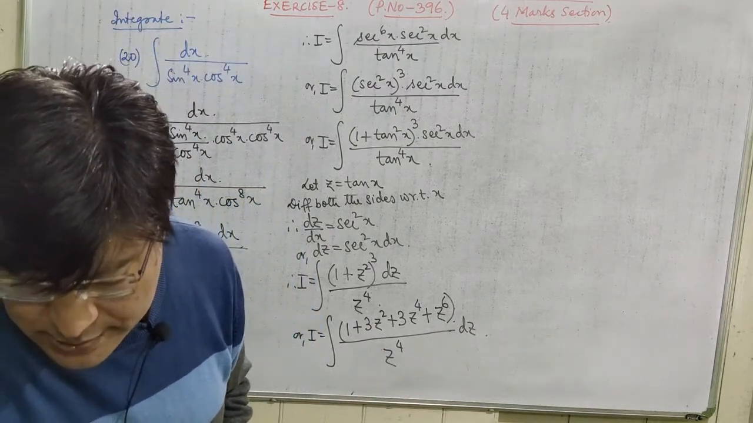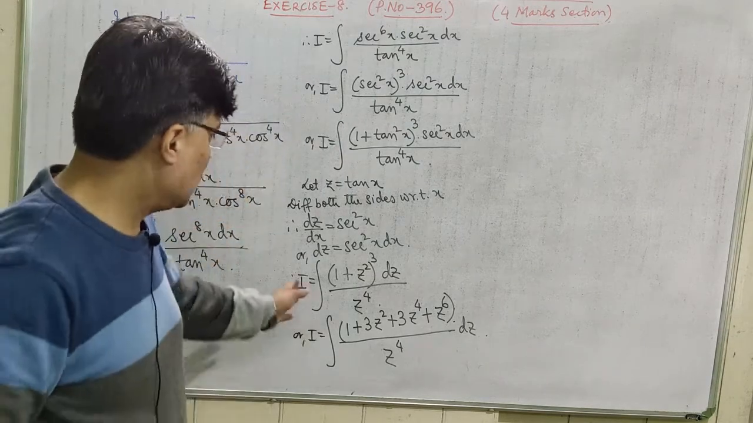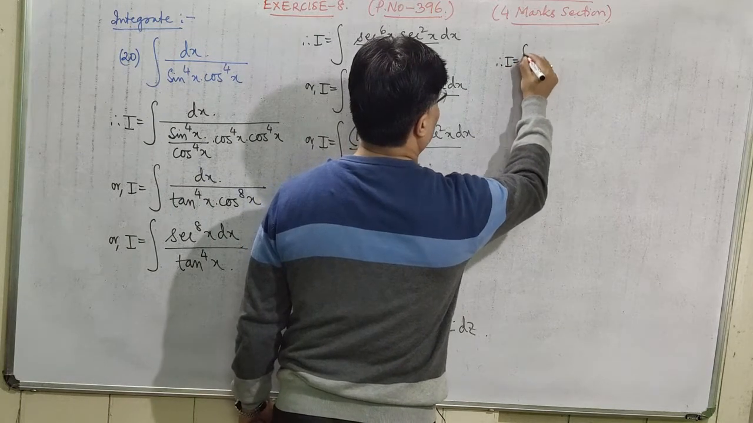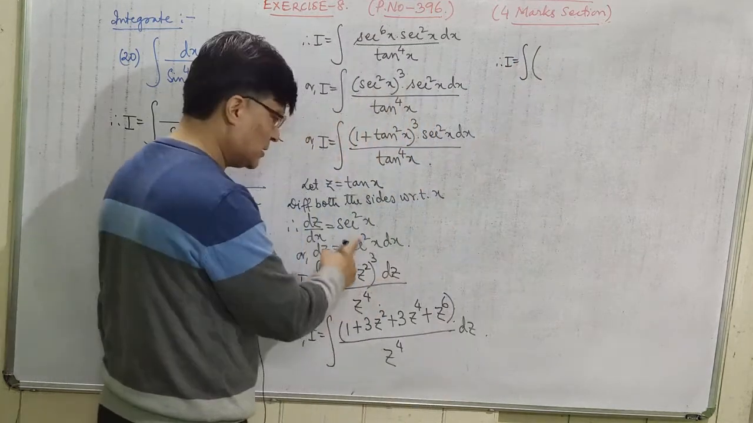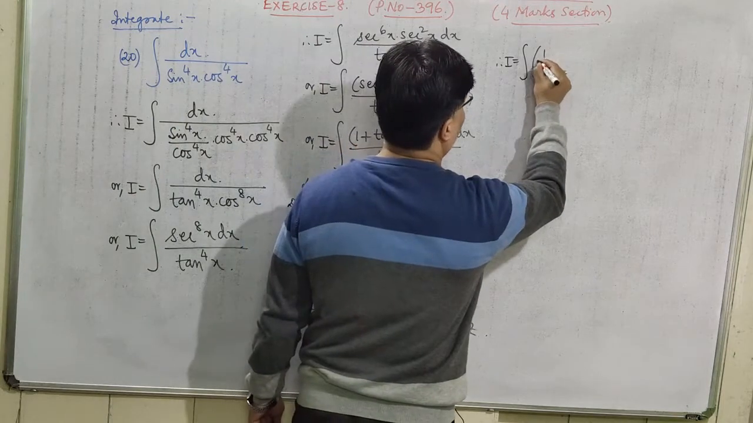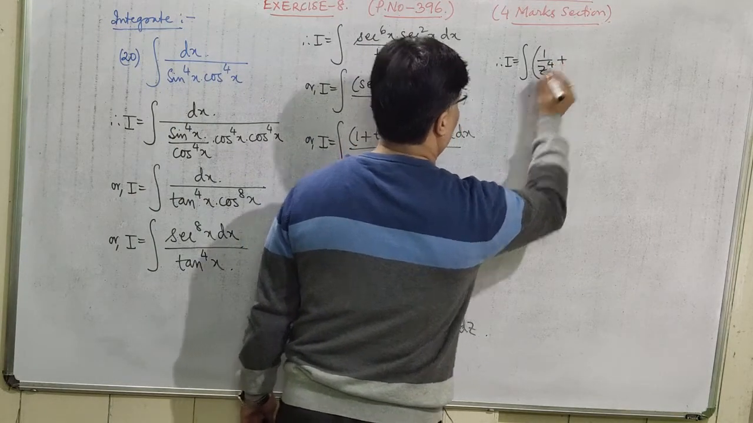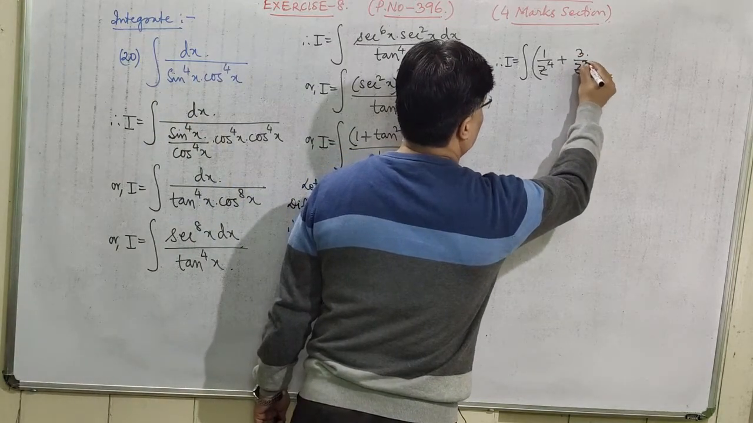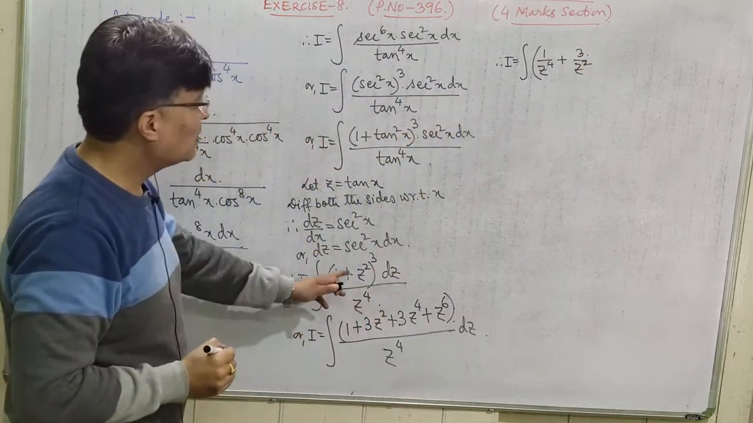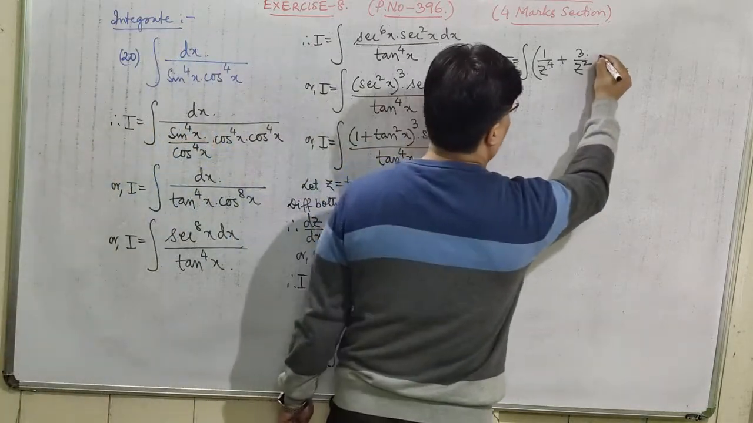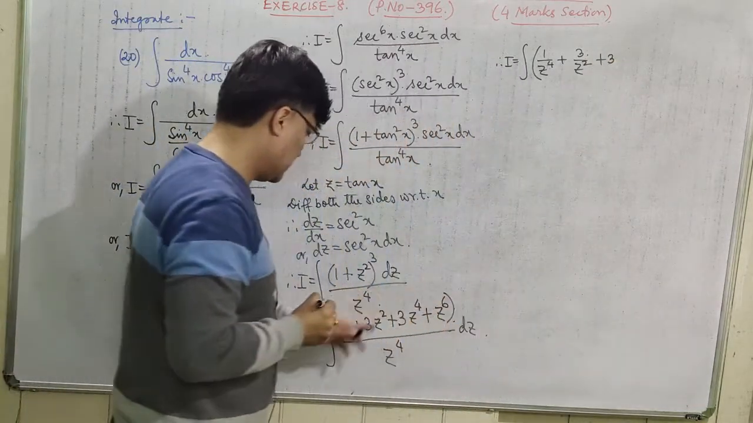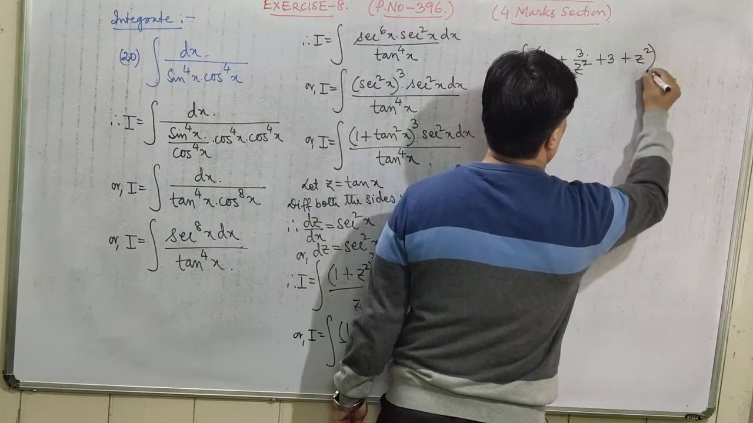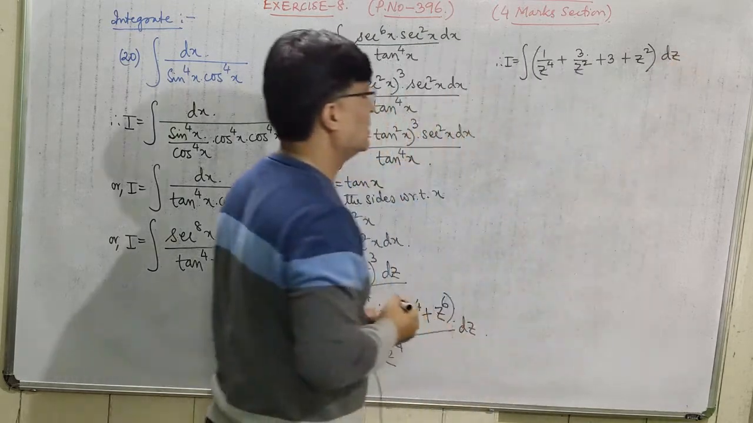Now let us separate this term. Therefore I is equal to integration of within bracket, let us separate this term, 1 by z to the power 4. It is 1 by z to the power 4 plus 3 by z square, you know that. So you know how it is simplified. 3 by z square plus 3, right? Plus z square. z to the power 6 divided by z to the power 4 is z square. Bracket closed. Then we can write dz.